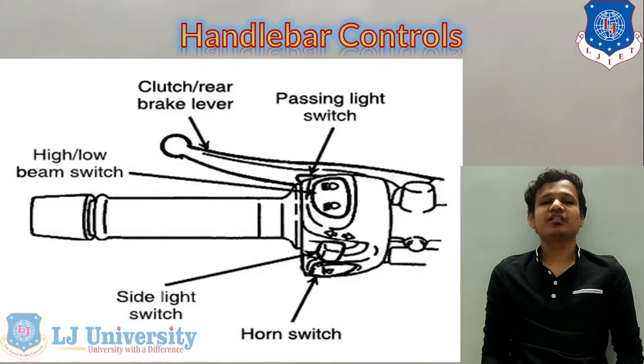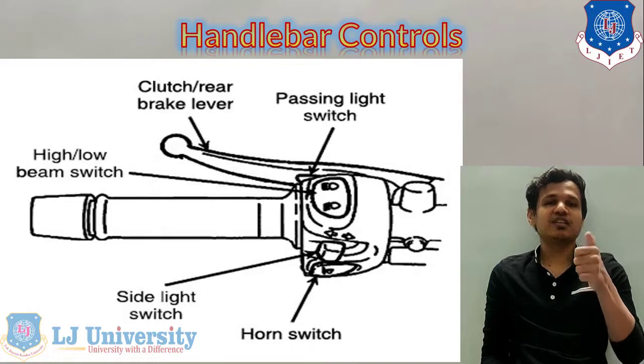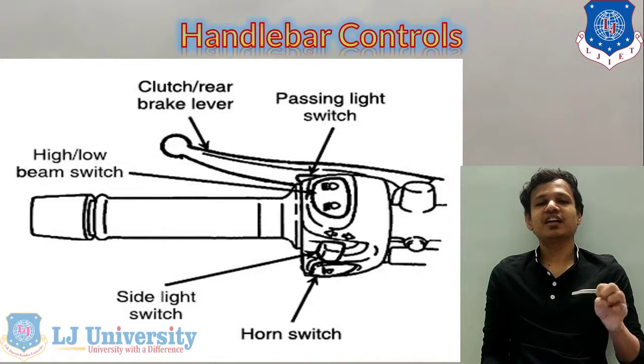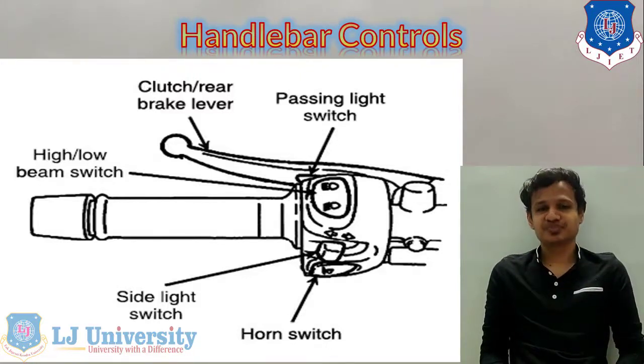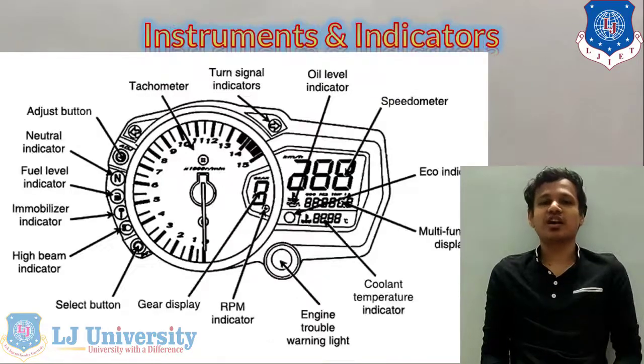The second figure you can see is the left handlebar controls. In the left handlebar controls, you can see the horn switch is given, the side light switch is given, and also the passing light which gives us the high beam headlight. On the left side, the clutch lever or the rear brake lever is provided depending on the type of two-wheeler that we are using. So these are the simple controls which are given on the handlebar on the left and the right side.